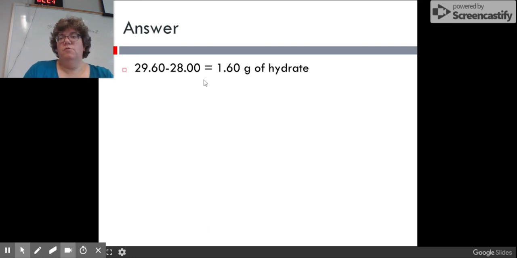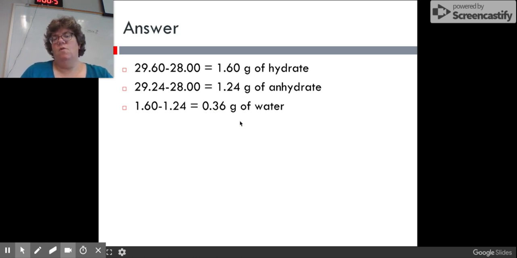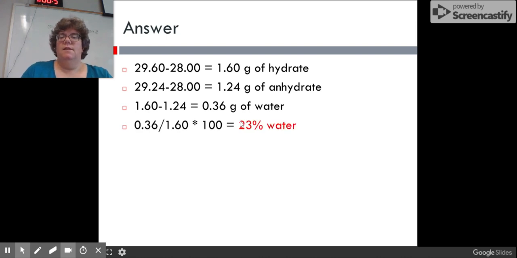So what we do is first we subtract. We have 1.6 grams of hydrate, so that's my sample before I heated it. After I heated it, it was 29.24 grams. Subtract the mass of the crucible, 1.24 grams of anhydrate. So the difference there is how much water we evaporated. So 0.36 grams of water gets evaporated. Then we figure out the percent. So the amount of water divided by the amount of sample, which is compound plus water, times 100. So this sample was 23% water.